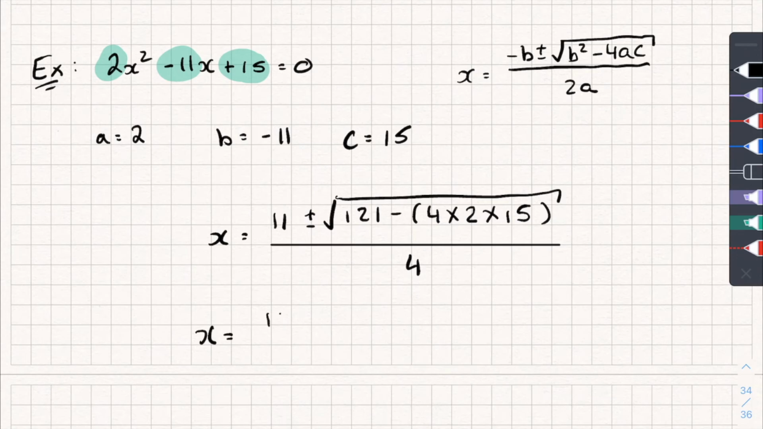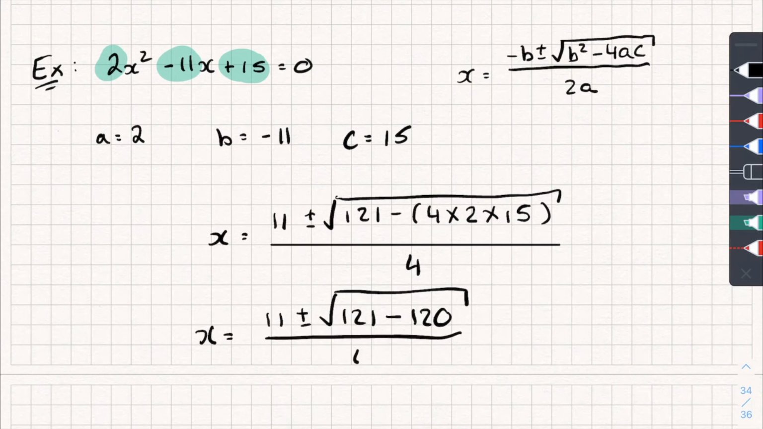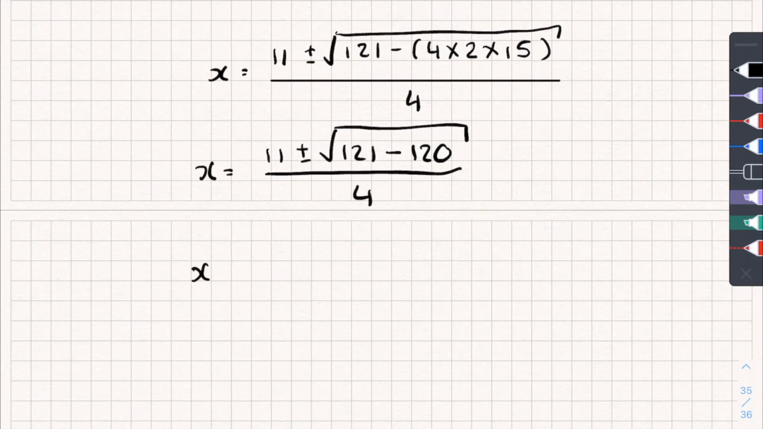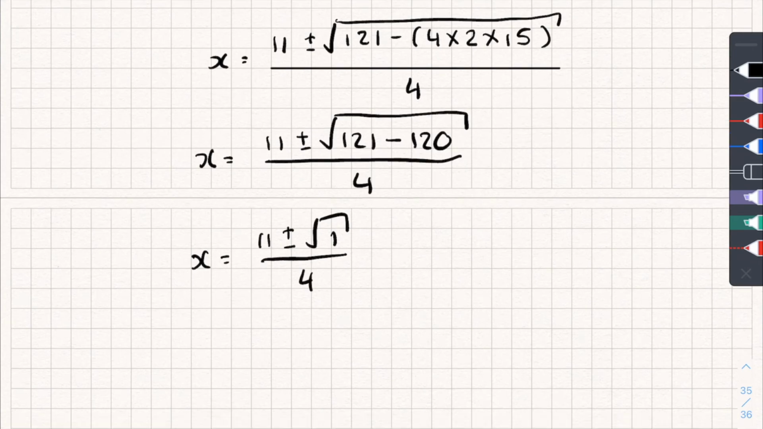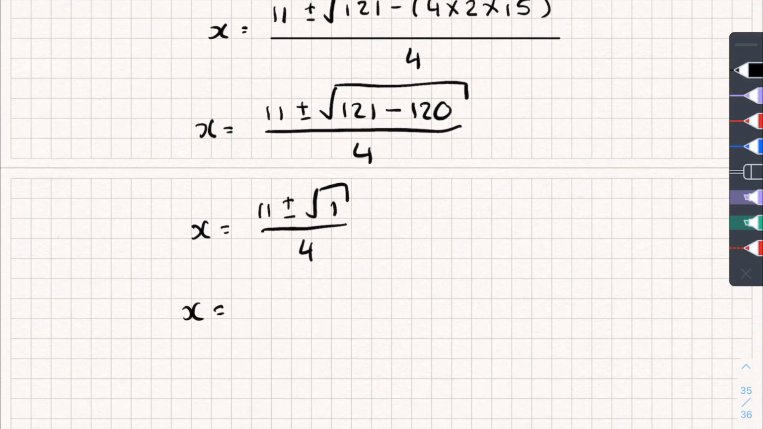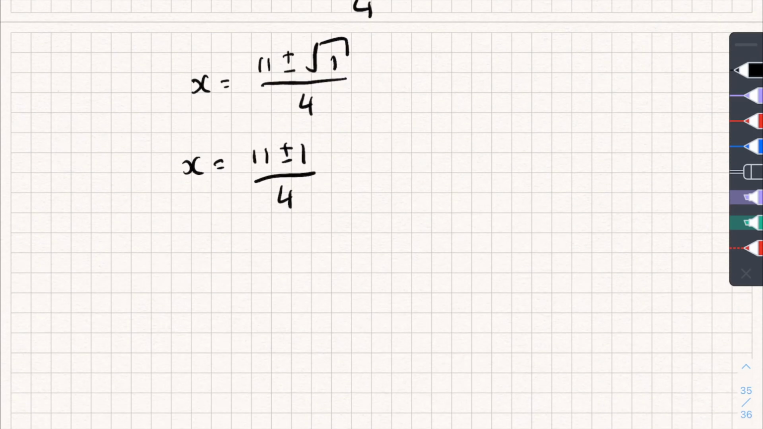So x is equal to 11 plus or minus the square root of 121. Subtract, well, we're going to do 4 times 2 times 15, which gives us 120. And that's all divided by 4. So x is equal to 11 plus or minus the square root of 121 subtract 120, just leaves us with 1, divided by 4. So we get x is equal to 11 plus or minus the square root of 1, which is 1, so 1 divided by 4. And so our two answers are going to be x equals 11 plus 1 divided by 4, or x equals 11 subtract 1 divided by 4.